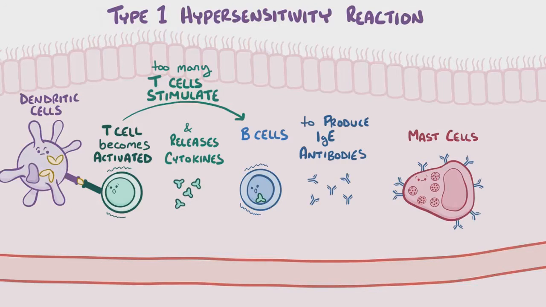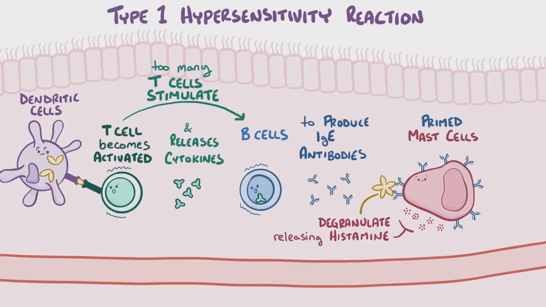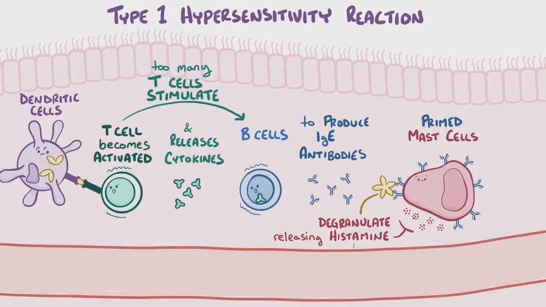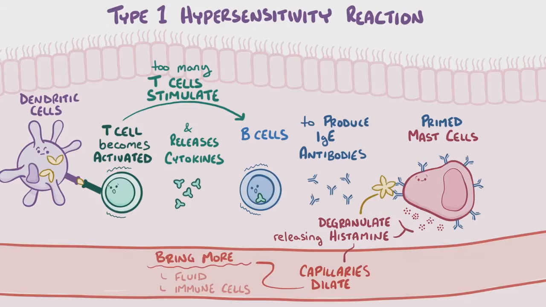Once bound by IgE, the mast cells are primed, meaning if pollen enters the body again in the future, those mast cells degranulate and release their histamine into the local tissue. The histamine causes blood capillaries to dilate and become leaky, which brings more fluid and immune cells to the area where the mast cells are located.